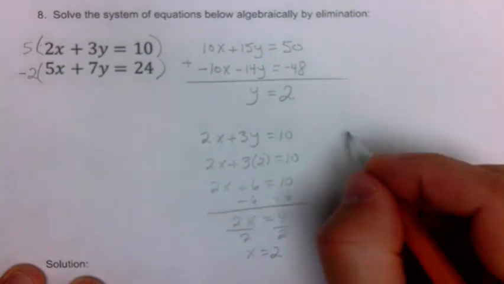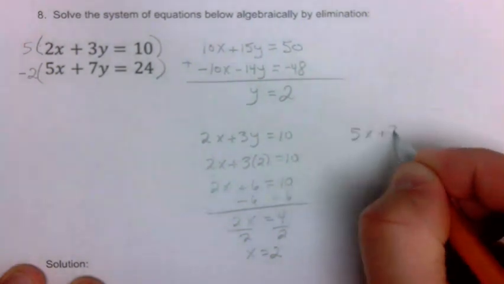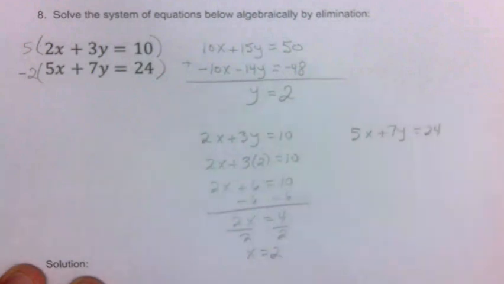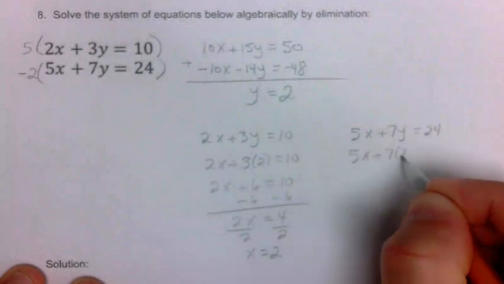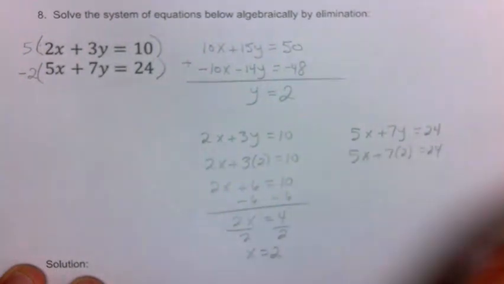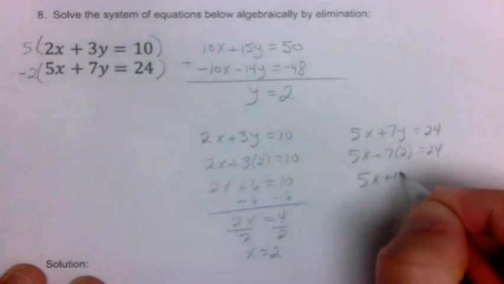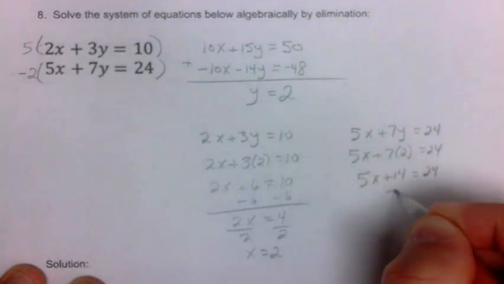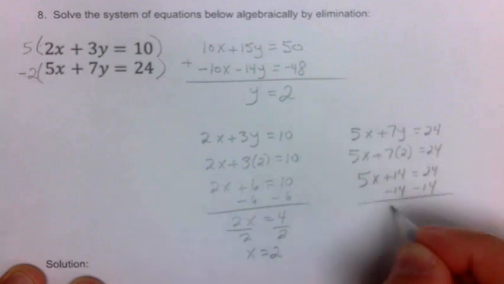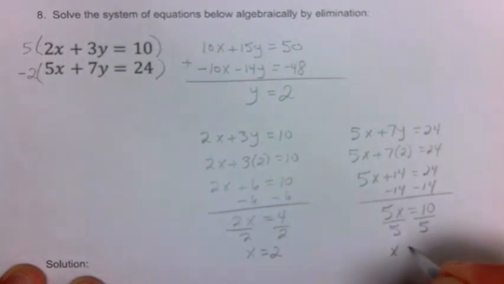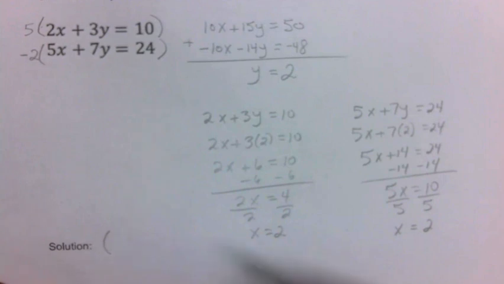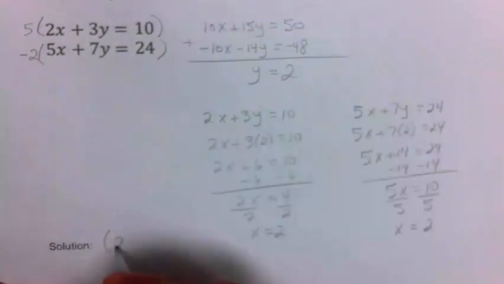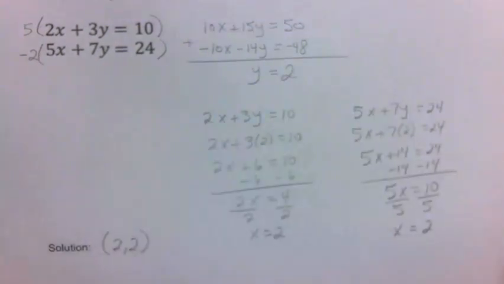Let's make sure with the other equation, 5x plus 7y equals 24. We had a y value of 2, so 5x plus 7 times 2 is 24. 7 times 2 is 14, and if we subtract the 14 on each side, then 5x equals 10. Divide each side by 5, and there it is, x equals 2. So the solution to this system is x is 2, y is 2, (2, 2).